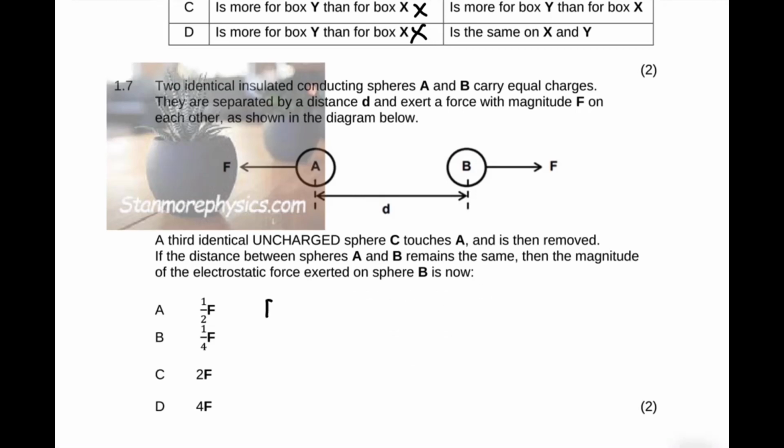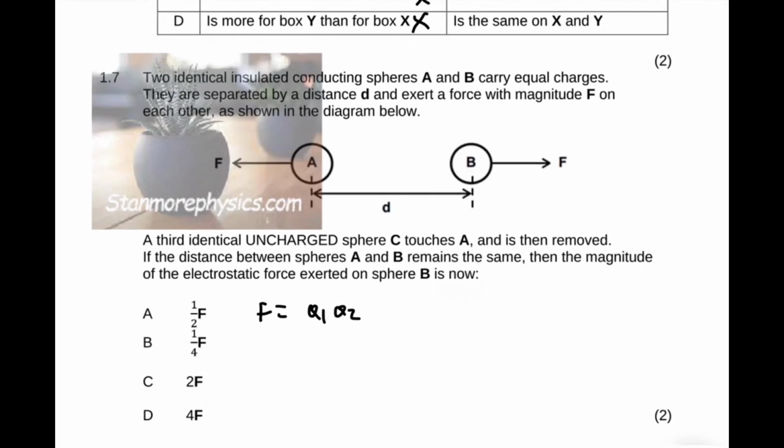So we have F equals Q1 Q2 divided by R squared. Here we have K, obviously. So this is our F old. Now we want an F new, right? Before we find our F new, it is said that sphere C, that is uncharged, touches A, right?